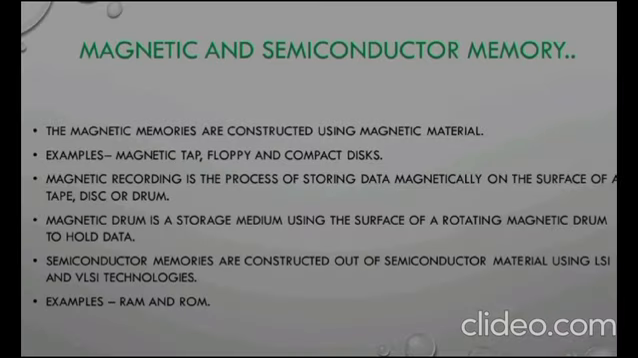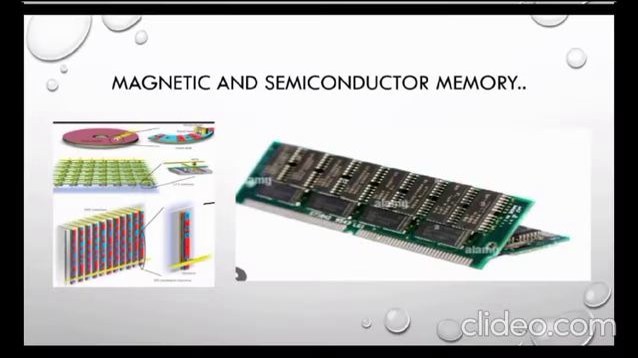Magnetic and semiconductor memory. Magnetic memories are constructed using magnetic material. For example, magnetic tape, floppy and compact disc. Magnetic recording is the process of storing data magnetically on the surface of tape, disk or drum. Semiconductor memories are constructed out of semiconductor material using LSI and VLSI technologies. For example, read-only memory, random access memory.